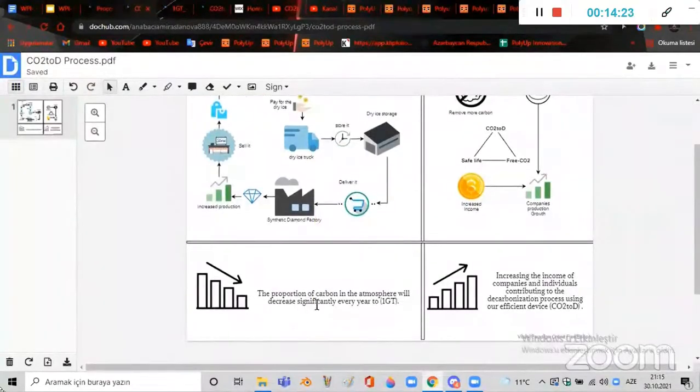The propagation of carbon in the atmosphere will decrease significantly every year to 1 gigaton, increasing the income of companies and individuals contributing to the decarbonization process using our efficient device, the carbon dioxide diamond device.